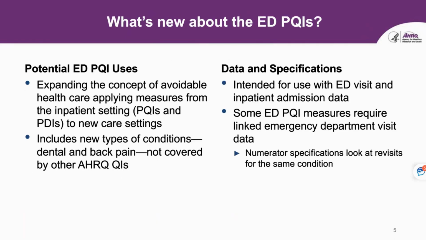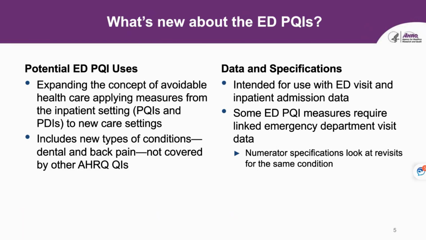The ED PQIs add a new feature to the quality indicators by extending them to include a new dimension of avoidable care, care beginning and ending in the emergency department. The measures include any patient with qualifying conditions that comes through the emergency department, so they overlap with the inpatient quality indicators, which also include stays coming through the emergency department, but they add to the indicators a completely new source of information, the treat and release visits to the emergency department.